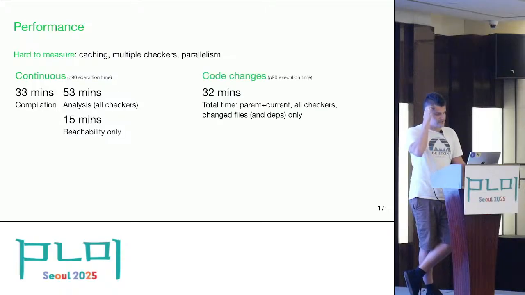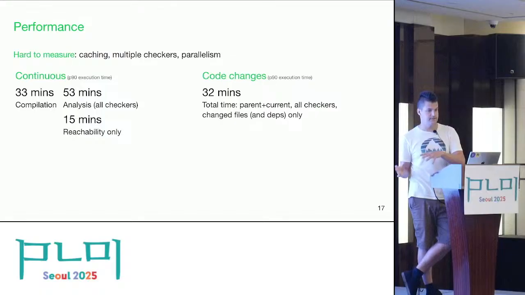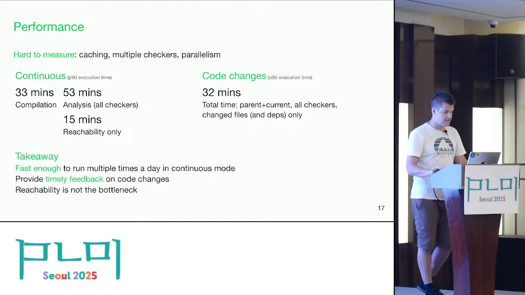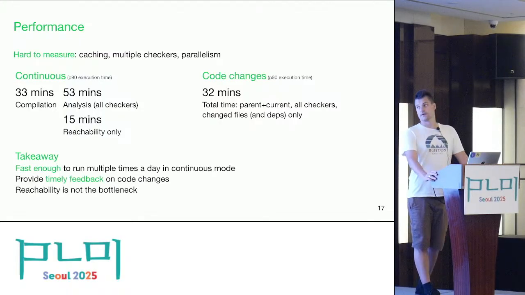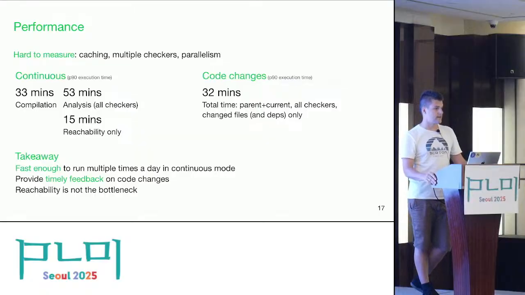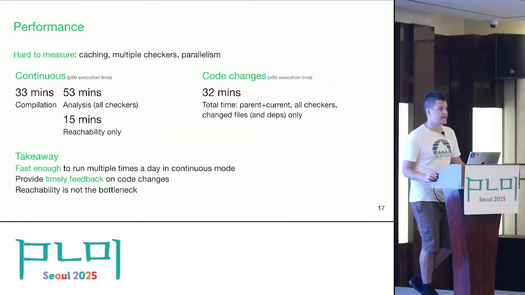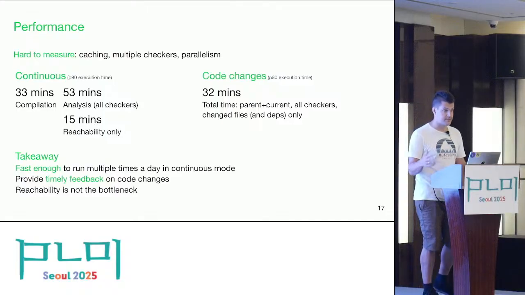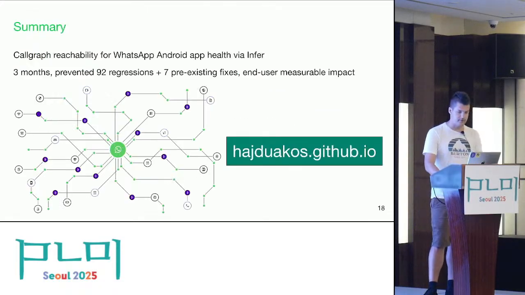And on code changes, the total time, including the 2 runs for the parent and the current with all the checkers, but only limited to the changed files and their dependencies, is around 30 minutes. So the key takeaway here is that this analysis is fast enough to run multiple times in continuous mode, and it can also provide timely feedback to code changes. And in general, reachability is not the bottleneck. There are much more expensive checkers in Infer.